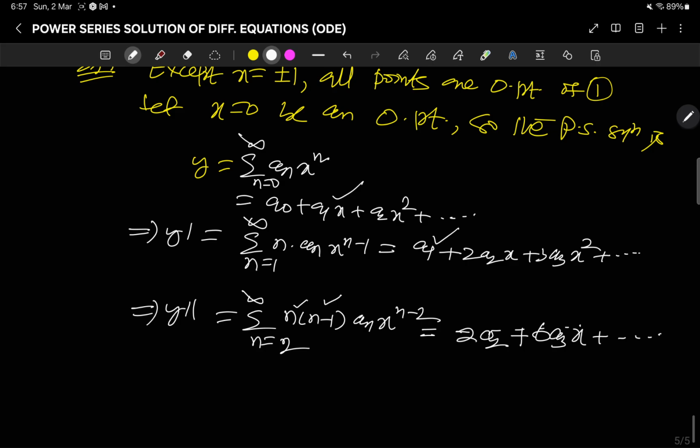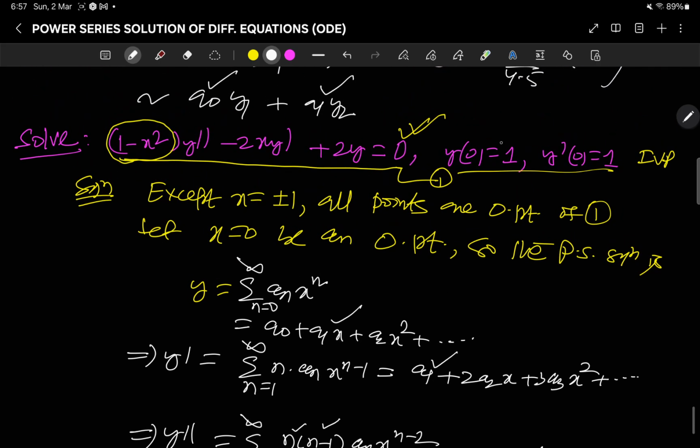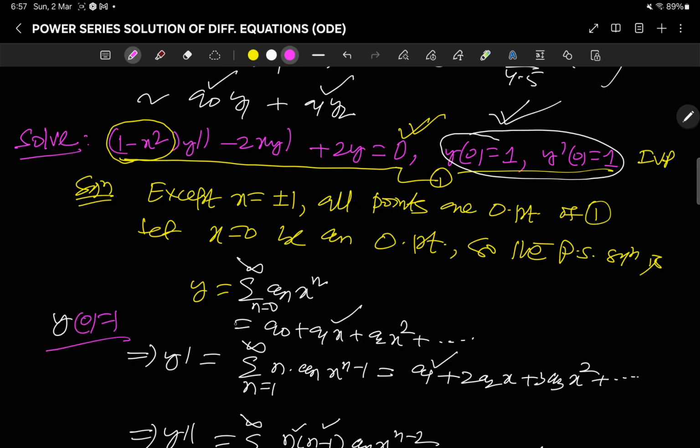Now the initial condition at this moment also we can put it, or at last you can put y0 is equal to 1. What does it mean? It means y is 1 when x is 0. So a0 is equal to 1.